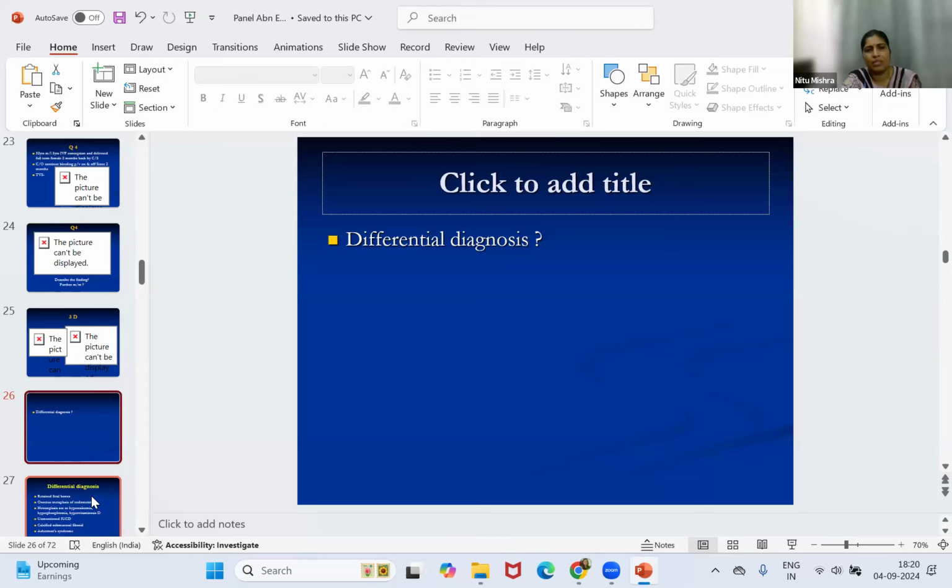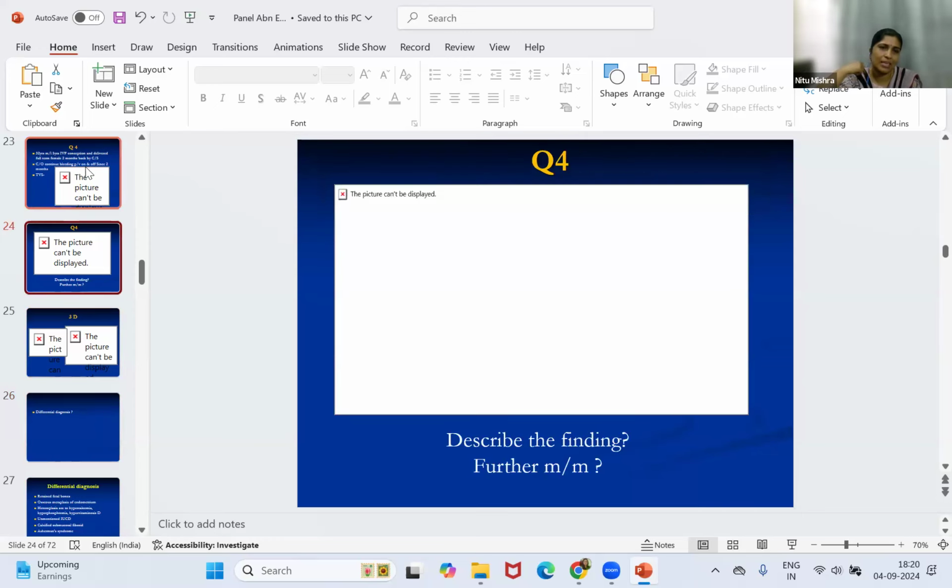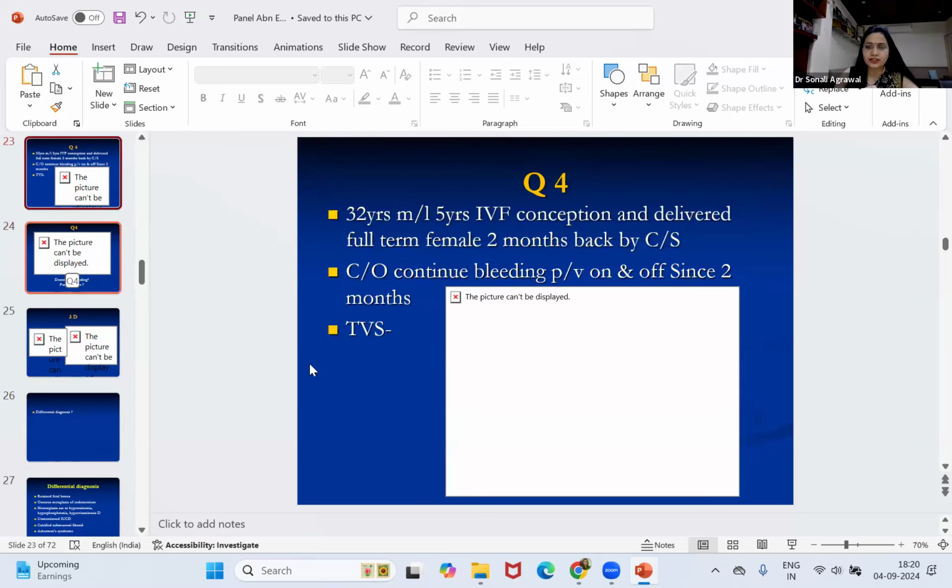The history is very short. Can you please display the history of this patient once again? She delivered by cesarean section 2 months back, and then complained of continuous bleeding. So retained products can be one of the differentials, or endometritis causing these changes. Supriya ma'am, would you like to add on this?